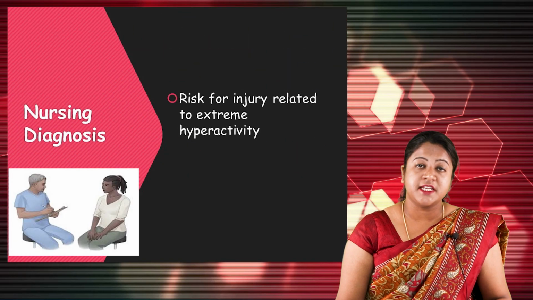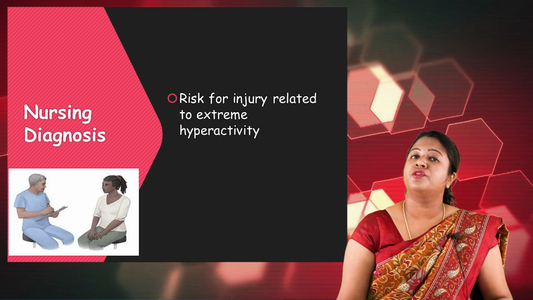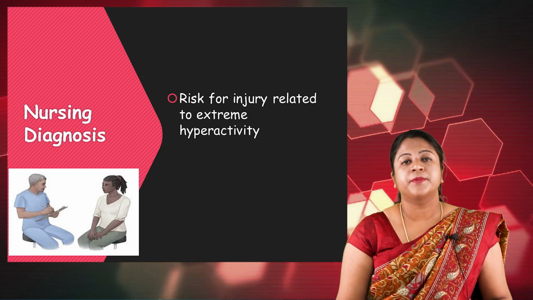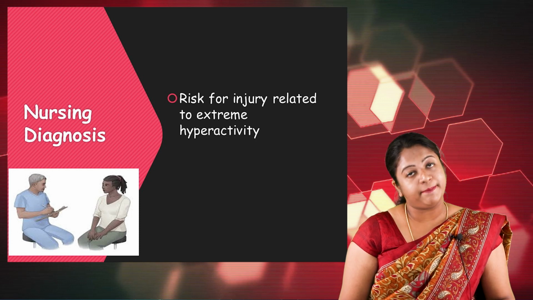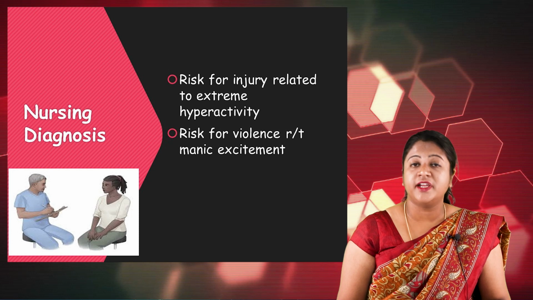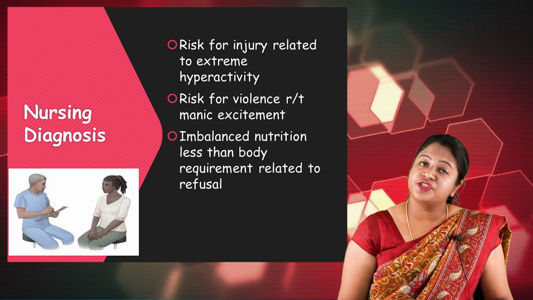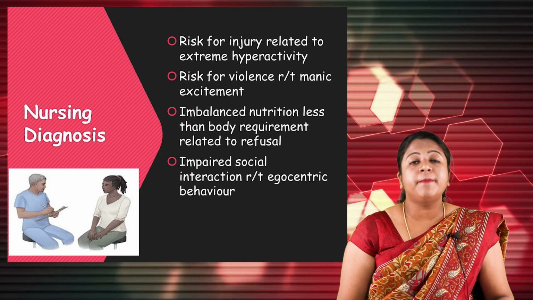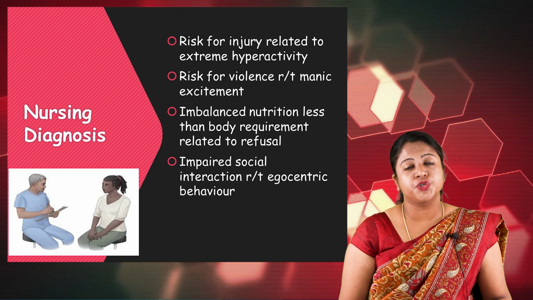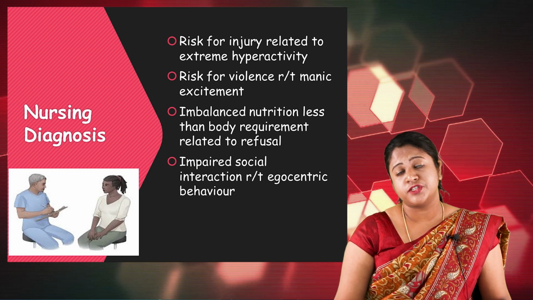Moving on to the nursing diagnosis, we have a list of nursing diagnoses that you can have for a patient with mania. Number one, risk for injury related to extreme hyperactivity, and risk for violence related to manic excitement. Then we have imbalanced nutrition, less than body requirement, related to refusal of food, and impaired social interaction related to egocentric behavior. So these are some of the nursing diagnoses that you can state.